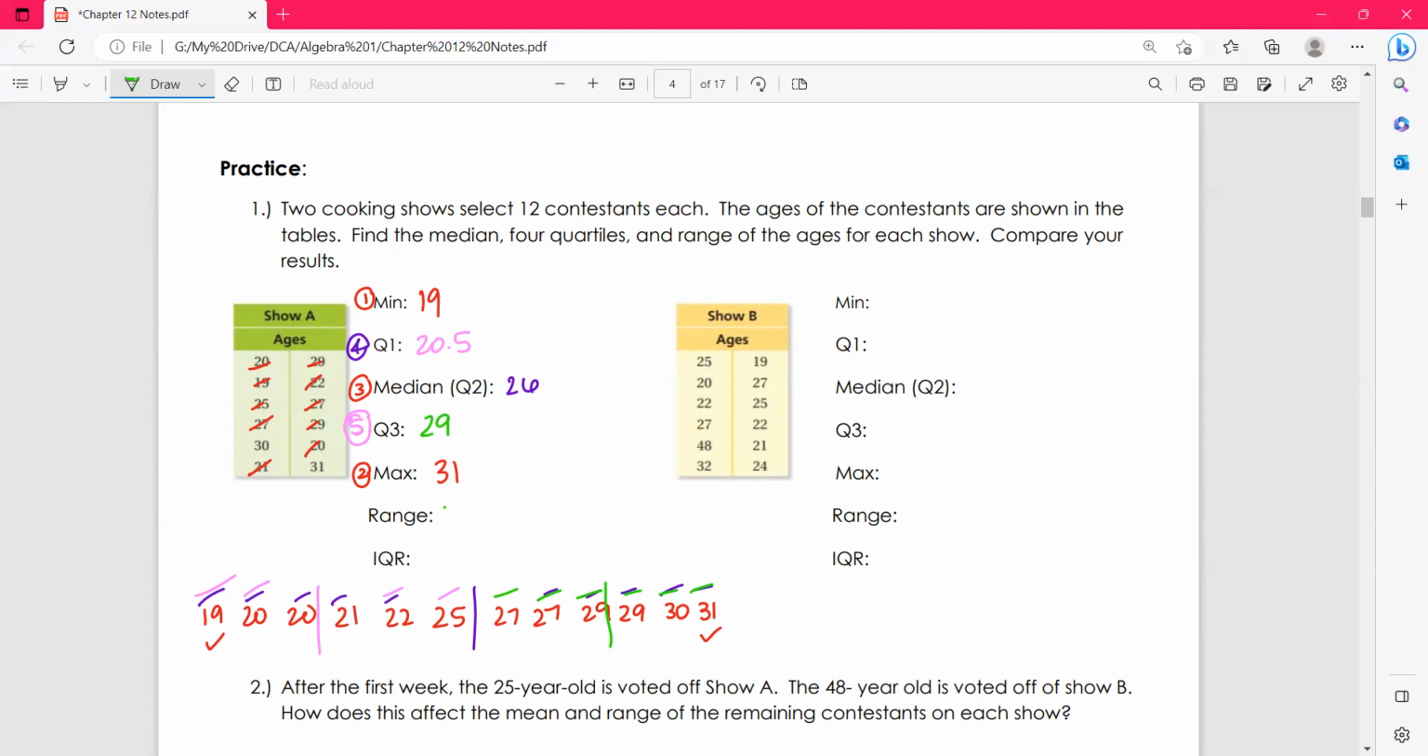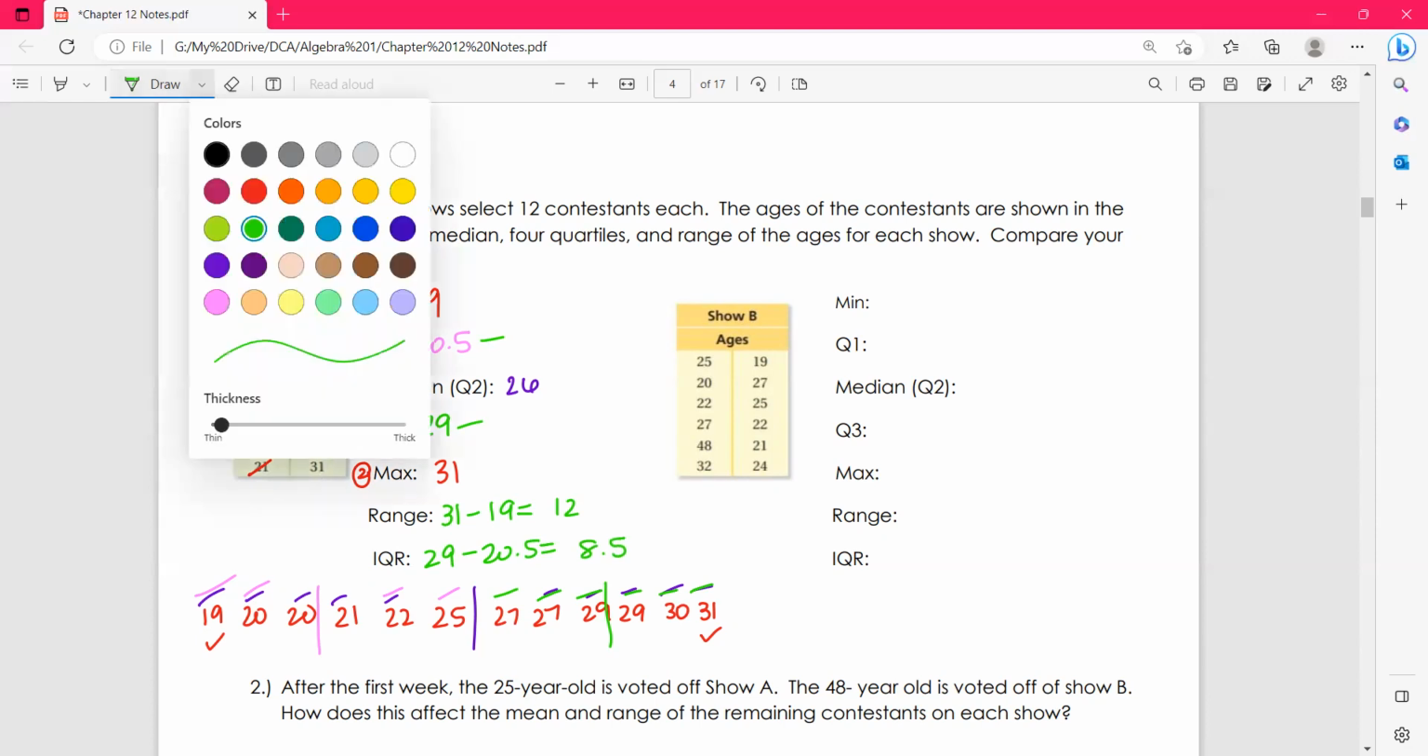Range, maximum minus the minimum, we get 12. IQR is Q3 minus Q1, 8.5. And that's that. Now let's check out show B here.